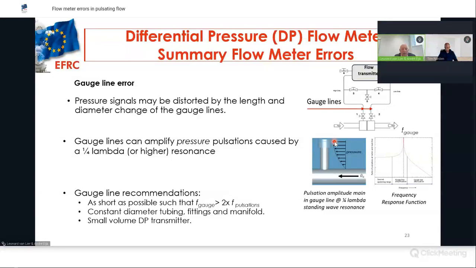So the recommendation for these gauge lines is, for that reason, you shall keep them as short as possible, such that the acoustic frequency of the gauge line is minimum 2 times the maximum frequency of the pulsations. You shall apply constant diameter tubing, fittings and manifold, and also the volume in the flow transmitter itself shall be as small as possible.